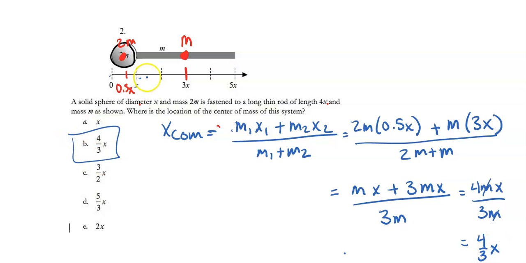And I like to draw on my picture where that is. So we have x right here. This would be 2x. So 4/3 x is going to be around here. So that's the center of mass. Which, honestly, makes sense. If the solid sphere at the end has a mass 2m, it's going to be a lot closer to that. I should have told you all at the beginning to guess where the center of mass is, but there you go. You can guess afterwards.